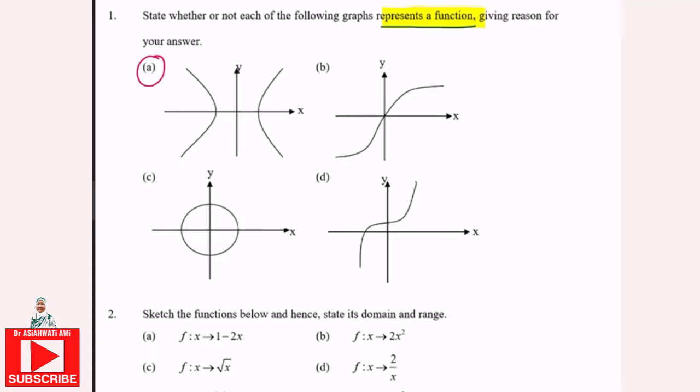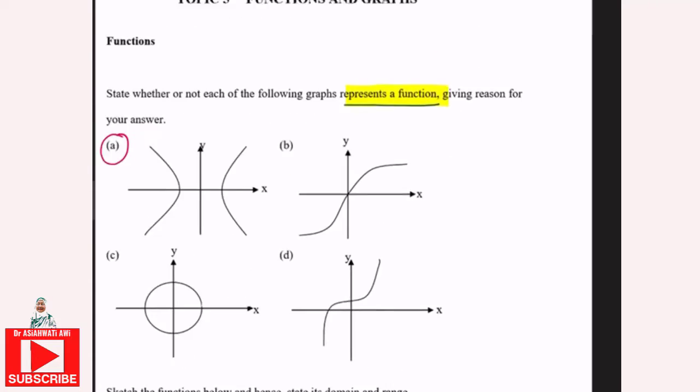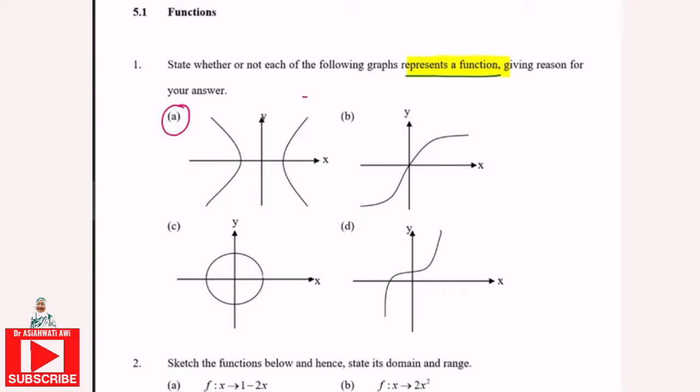To check whether this graph represents a function, we need to use the vertical line test. So for A, vertical line test, check here. The vertical line test cuts the graph at 2 points. So this is not a function.